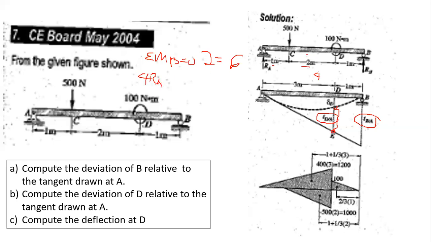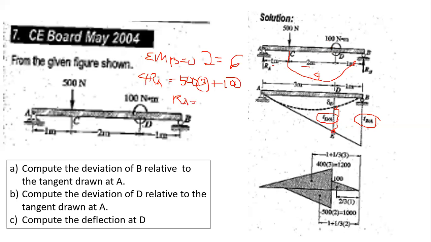Okay, what else? Wala nang clockwise. Counterclockwise, dito ang ikot natin, ito muna. 500 papunta doon, okay? You have 500 times 3. And then you have this 100 moment. So we can compute RA.